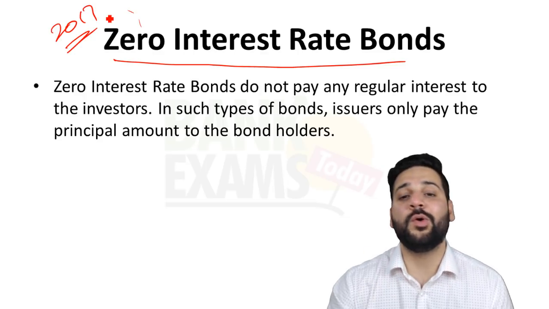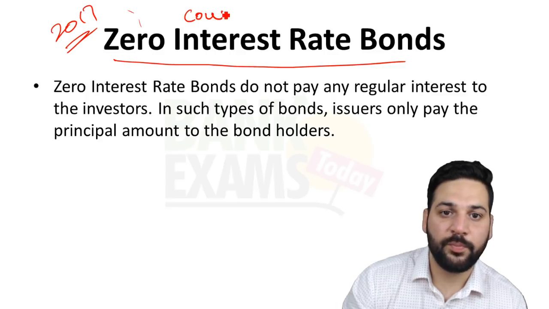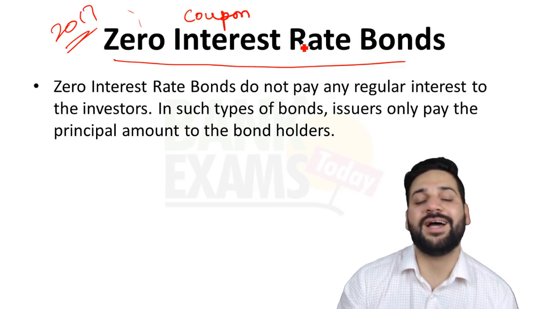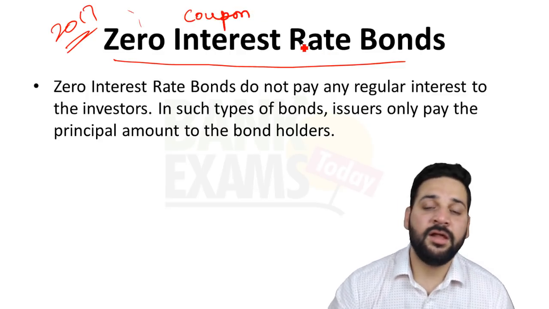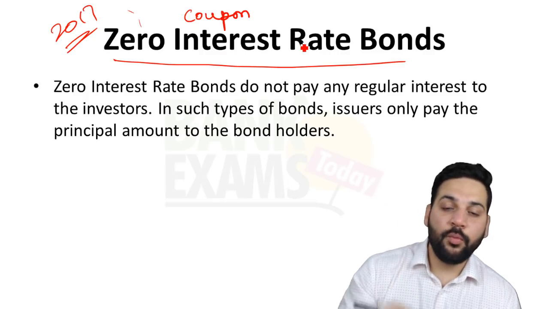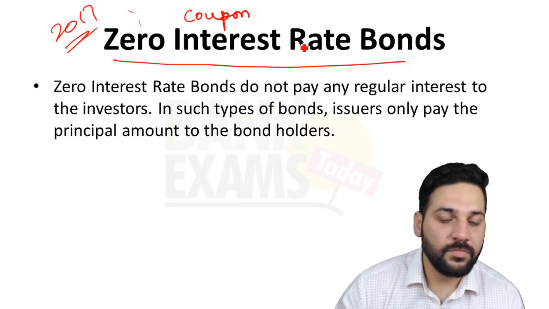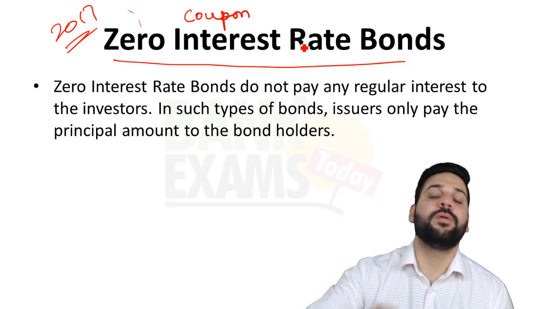So what are zero interest rate bonds? Last year, in the question, it was zero coupon bond that was asked in the exam. When we are talking about bonds, coupon and interest are one and the same thing, right? What is a zero coupon bond?